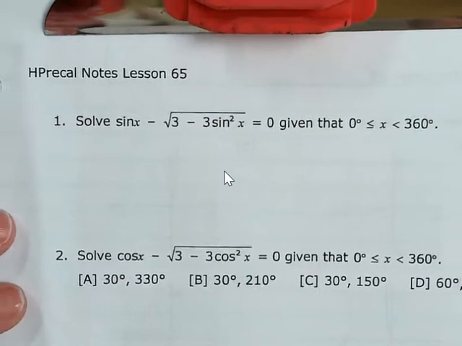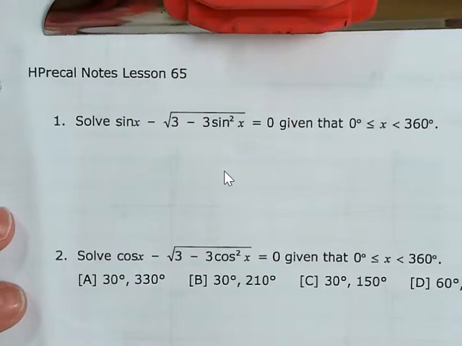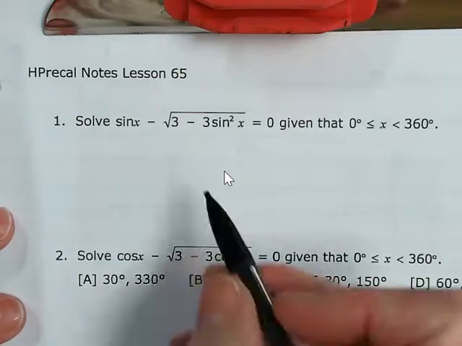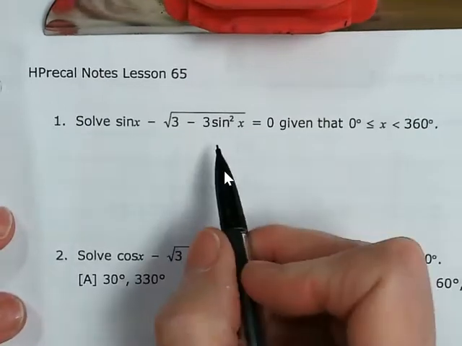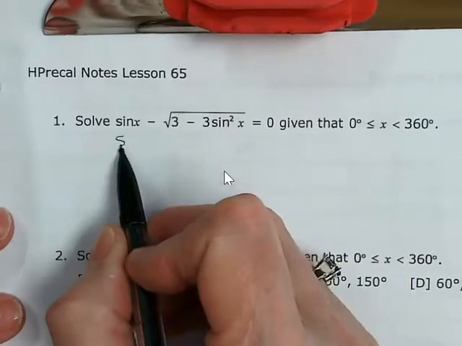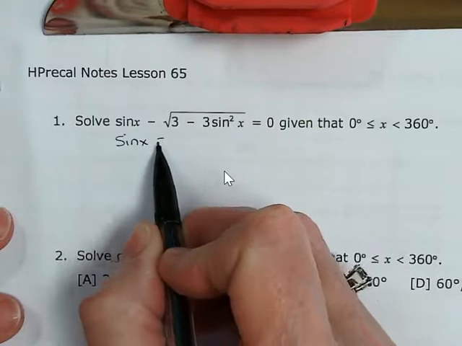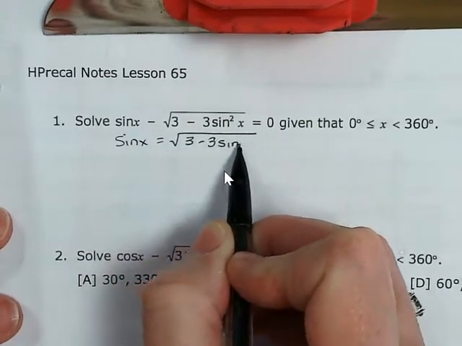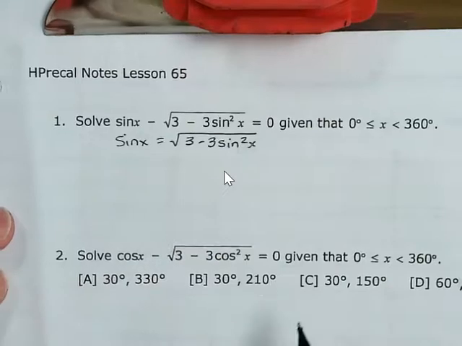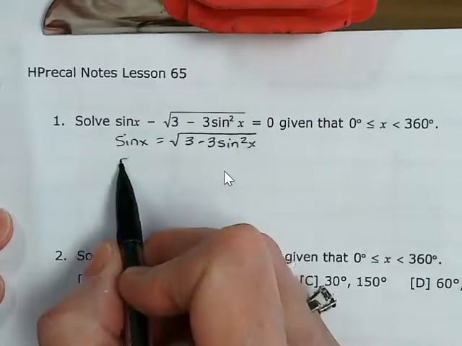Okay, lesson 65. We're going to learn how to solve these trigonometric equations that also have radicals in them. The first thing we want to do is move this radical to a side by itself, like we do with all equations with radicals. So if I move it to the right, it'll become positive. Then, of course, I can get rid of the radical by squaring both sides.